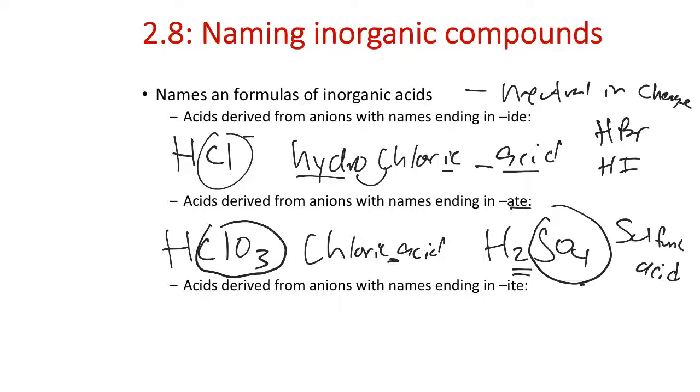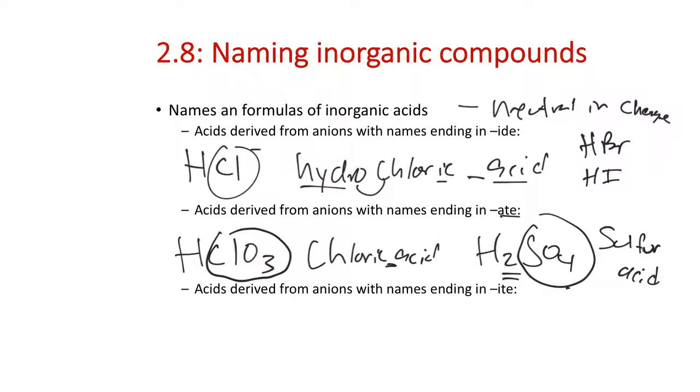So the ic acids, and I'll rewrite this so humans can decipher what I'm writing. The ic acid ending implies that the anion that's sort of complementary to, or behind, the acid, if you will, has an ate ending.